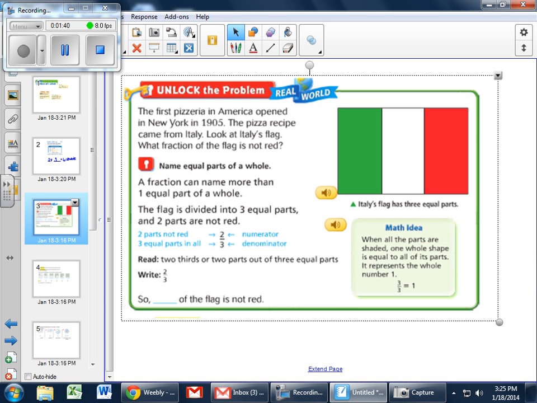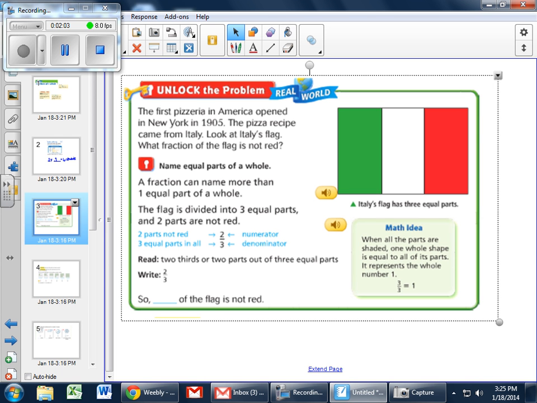Diving right into our lesson with our Unlock the Problem, you should be on page 319, and I took multiple pictures of this page so we can work through it. So we're only looking at the top box right now. The first pizzeria in America opened in New York in 1905. The pizza recipe came from Italy. Look at Italy's flag. What fraction of the flag is not red?